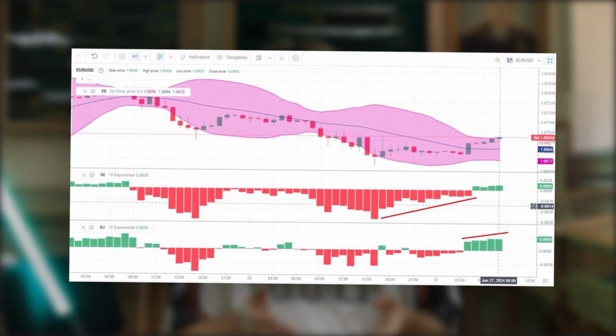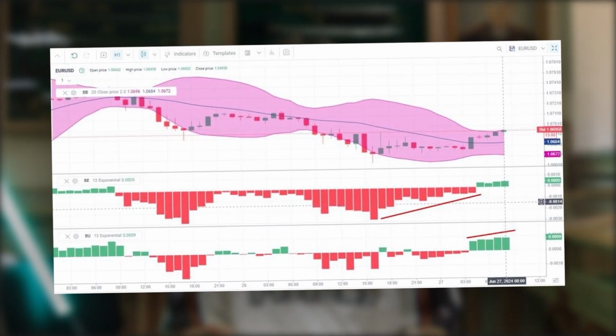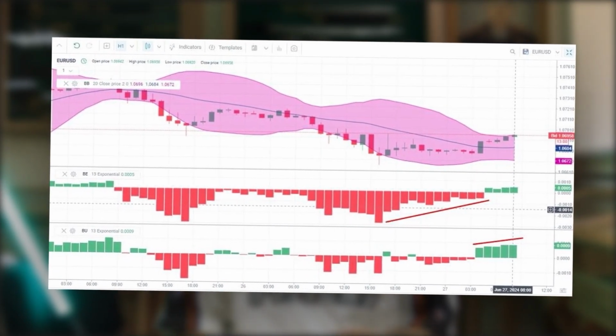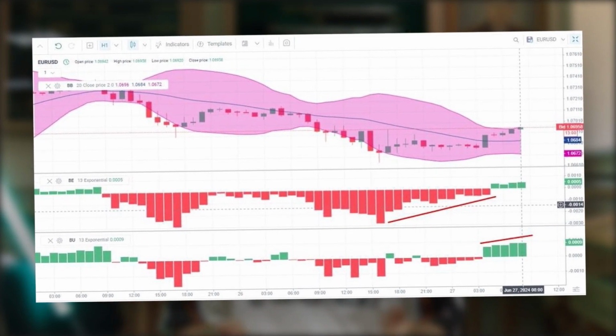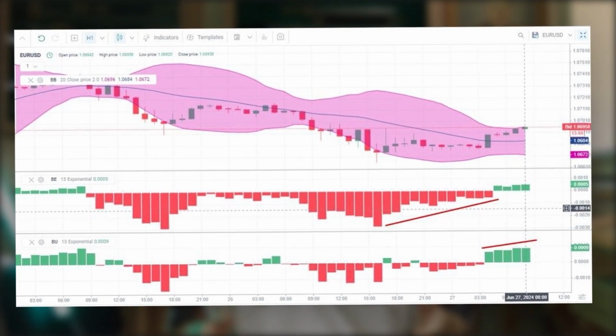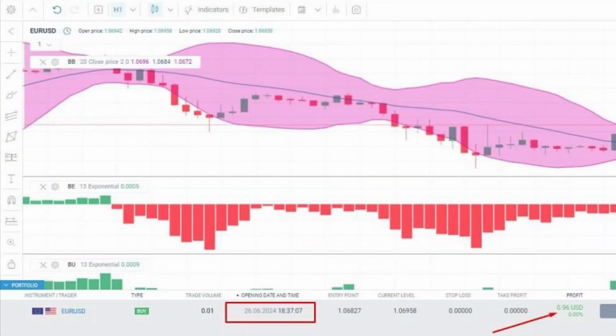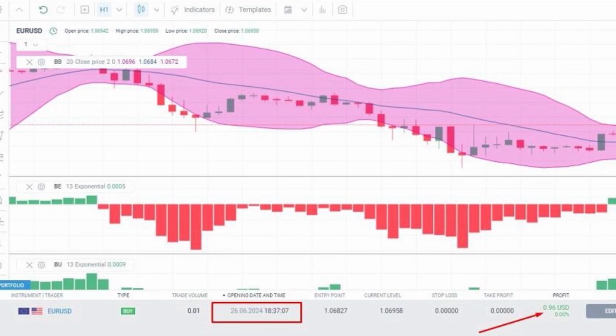I kept my trade open for a few hours. The position was opened at around 6 p.m. on June 26. After a while, I checked the chart at 8 a.m. on June 27. In addition to the fact that the bear power indicator continued moving close to the zero line, an upward movement of the bull power indicator in the positive zone confirmed the received signal. Therefore, the signal was profitable.